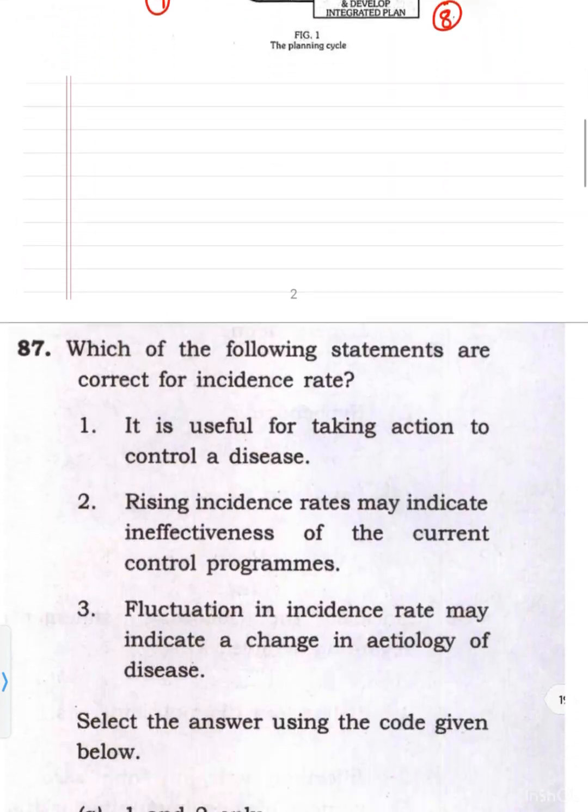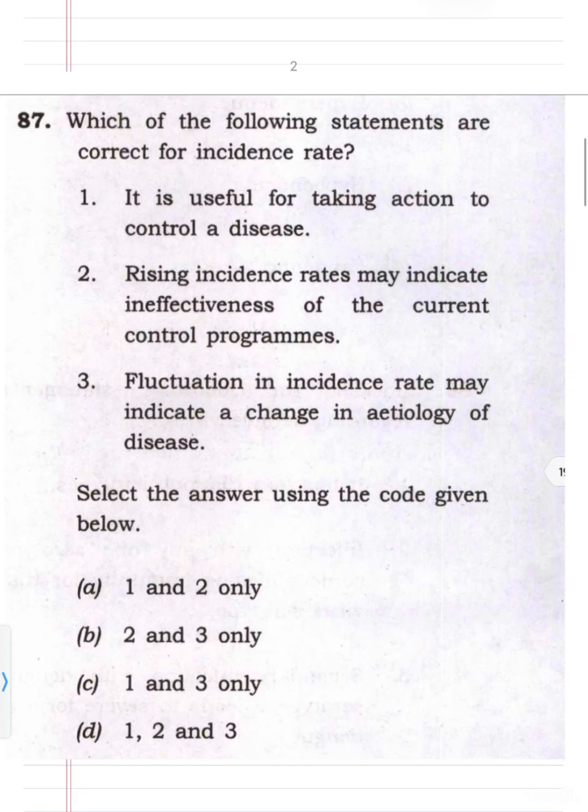Now coming to question number 87. Which of the following statements are correct for the incidence rate? So what is incidence? Incidence is new cases. So this is about incidence rate with respect to time. It is useful for taking action to control disease. Yes, this is correct. If the incidence rate for any disease is rising, then it is important to take action to control that disease. So this is correct.